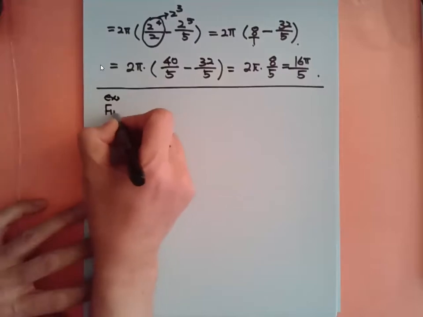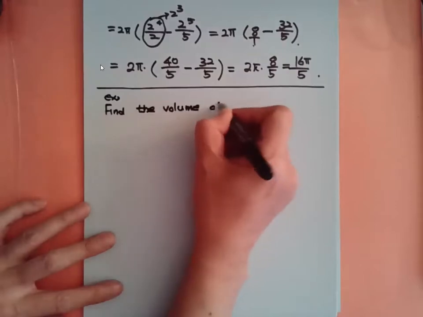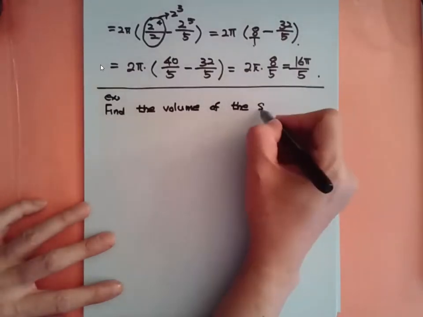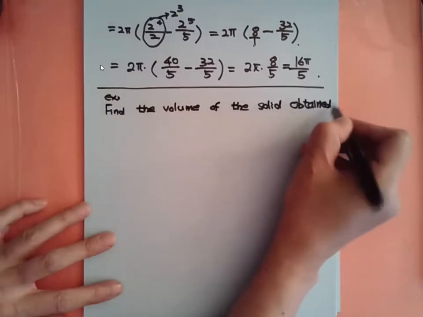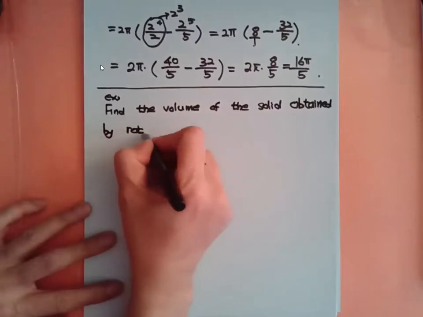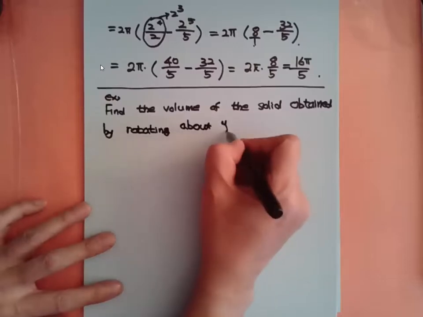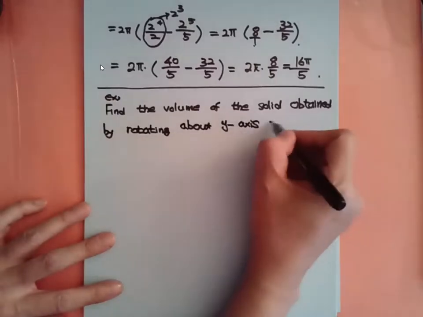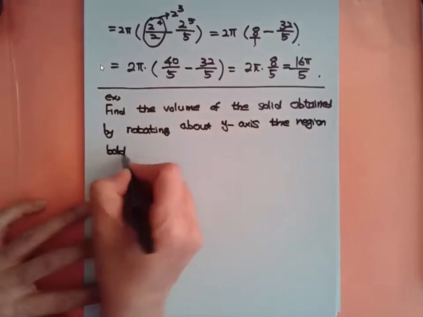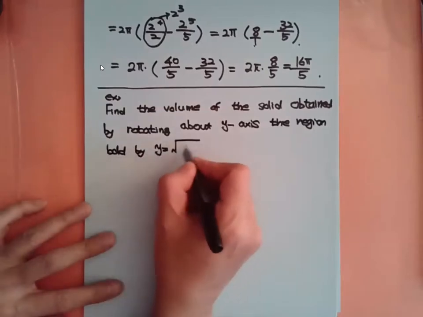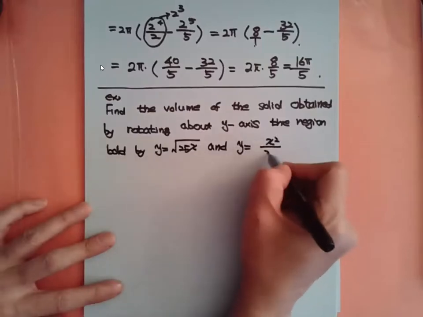Next problem is find the volume of the solid obtained by rotating about the y-axis the region bounded by y equals square root of 25x and y equals x squared over 25.